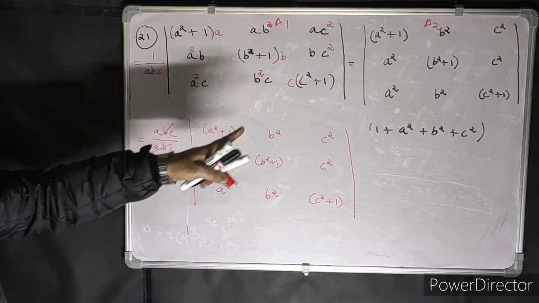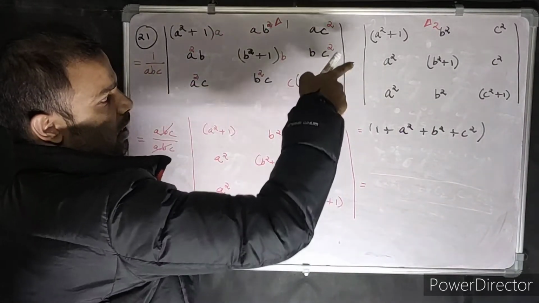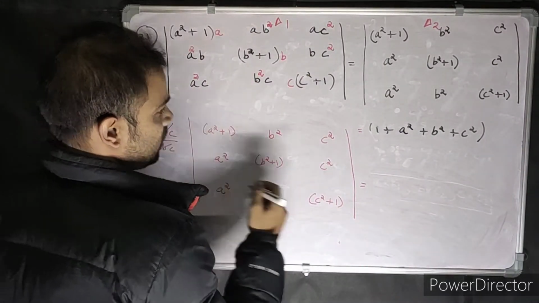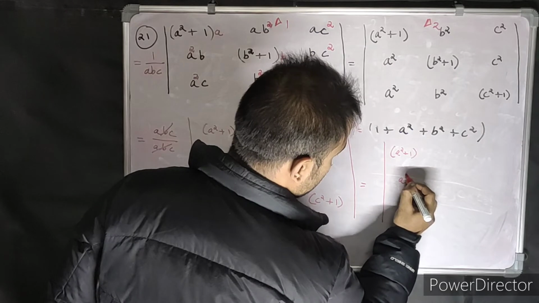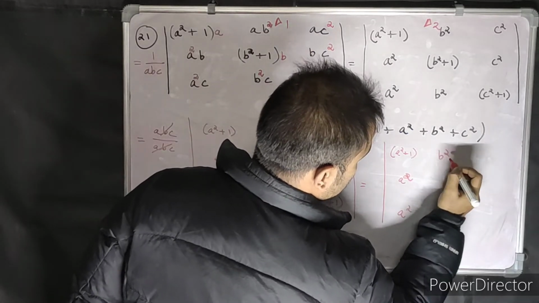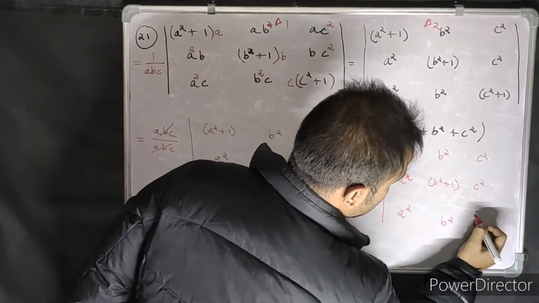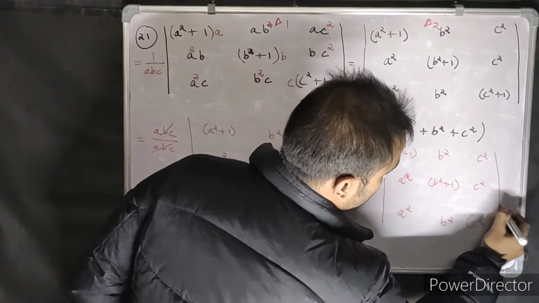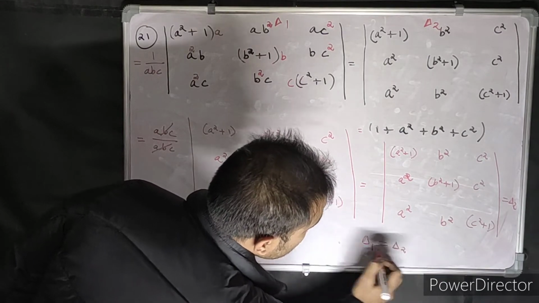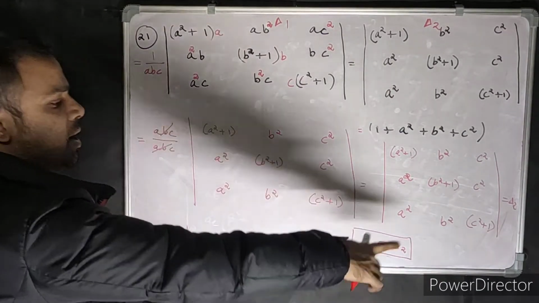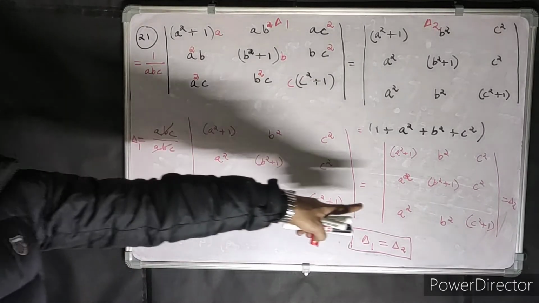Now see, you have got your determinant number 2. After this, all you need to do is just write this value, that is a square plus 1, a square, b square plus 1, b square, c square, and c square plus 1, which is equal to determinant number 2. So you have proved that determinant 1 is equal to determinant number 2. Put it in a box and put right proof. Because you had started with determinant number 1 at first and you have proved that.